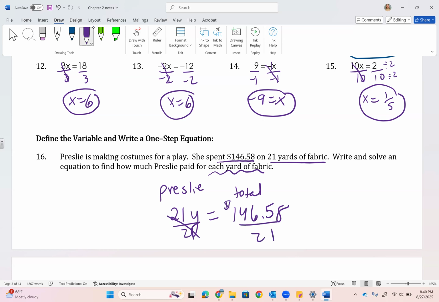I'm going to grab my calculator because I can't do that in my head. So let's try 146.58 divided by 21, and you get y is equal to 6.98. So that's how much money she spent per yard. That should be spelled better.